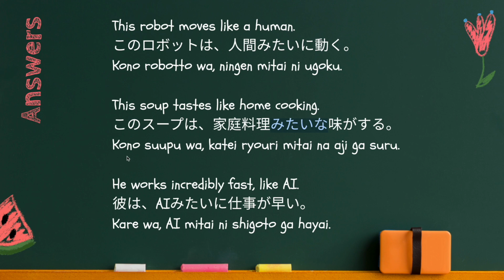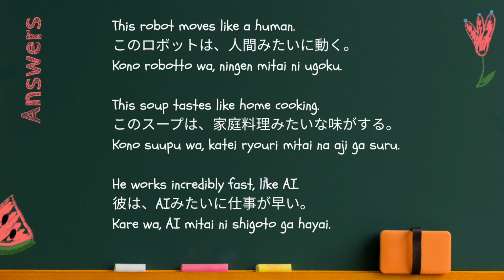Last one. He works incredibly fast like AI. 彼は AI みたいに仕事が早い。This time, みたいに is modifying an adjective, 早い。Therefore, you have to use みたいに not みたいな because it's modifying an adjective, fast.